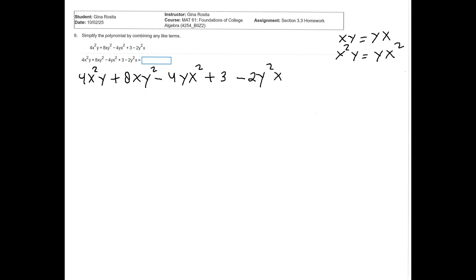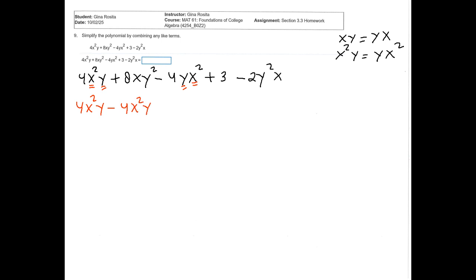Okay, now look at again here. So look at the x squared. This is x squared. This is x squared. This is y. This is y. This means this is the same like term. So we can write down become 4x squared y minus 4x squared y.